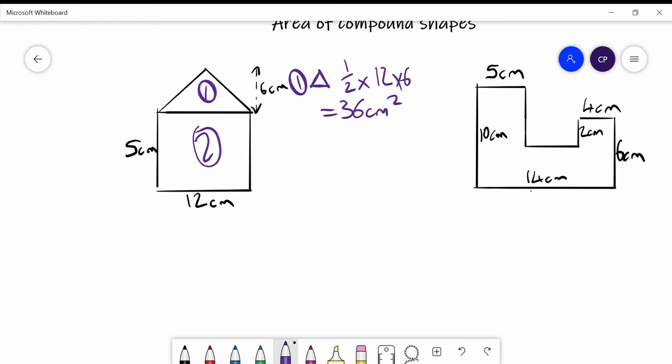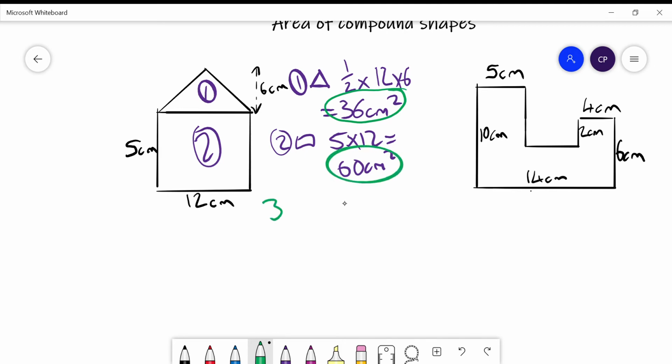That's only part of the shape, so I need to work out the rectangle too. So I'm just going to write number 2 and draw a rectangle to remind me. Rectangles are base times height, or length times width, which is going to be 5 times 12, which would be 60 centimetres squared. So I've now got the area of the triangle and the area of the rectangle. So I now just need to add together 36 and 60, which altogether gets me 96 centimetres squared. And that's how you work out the area of that first one.